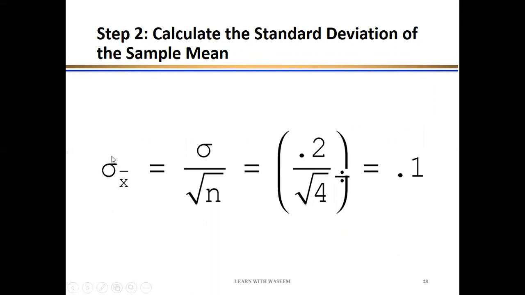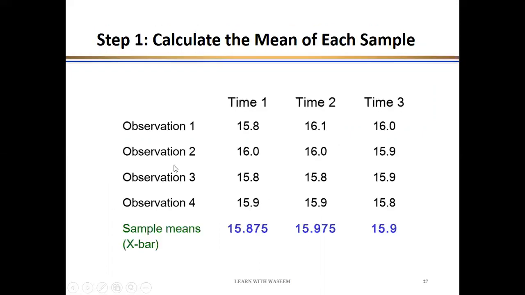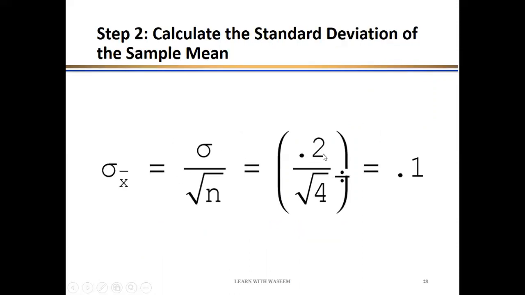But we have to find the standard deviation of the mean, which is sigma x bar. The formula for sigma x bar is sigma divided by the square root of n, where n is the sample size. So 0.2 divided by the square root of 4. Observations 1, 2, 3, 4 are the 4 observations, which means a sample size of 4. So n is 4, and this would be equal to 0.1.